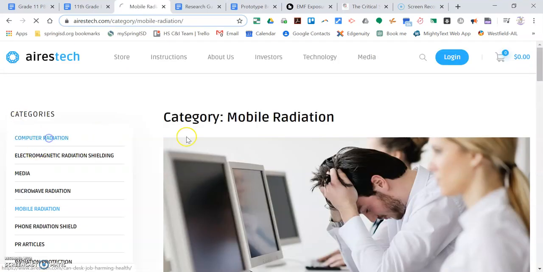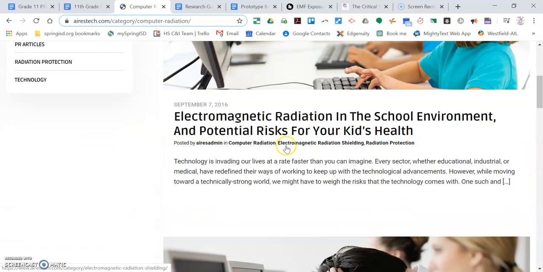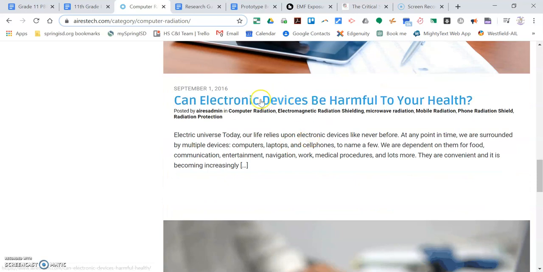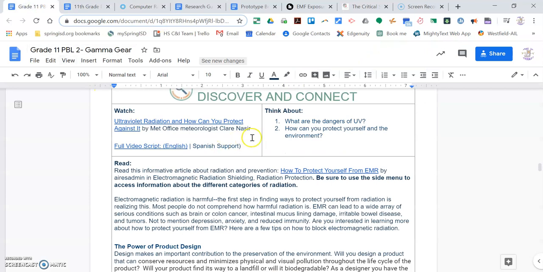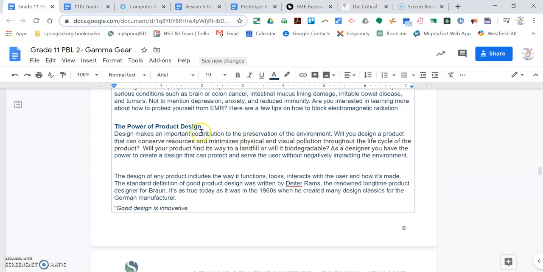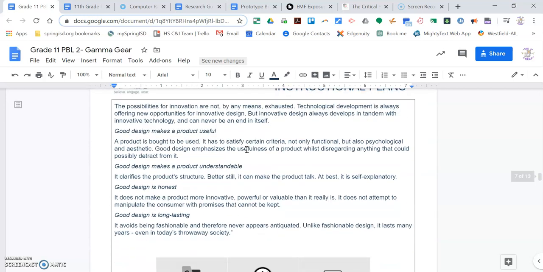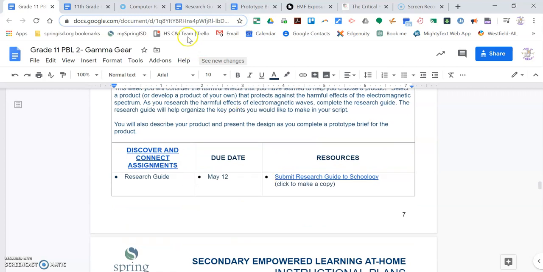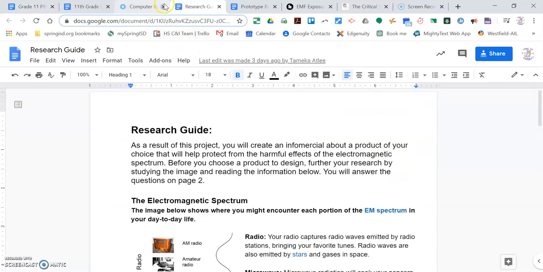Or what about computer? And so they'll look and click through here and read through and find out a little bit of information about these different products and how they could be harmful to us. And as we go on, the students will then start looking at their product design, and looking at, okay, what's a good product, what's a good design, how can that product be useful and helpful, which then leads us to our research guide.